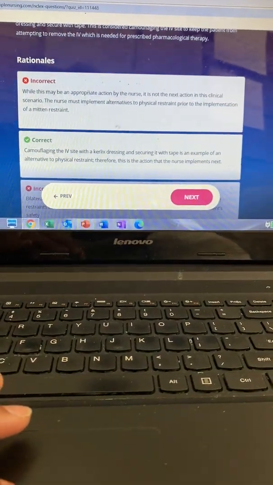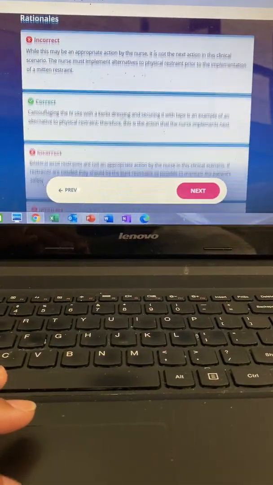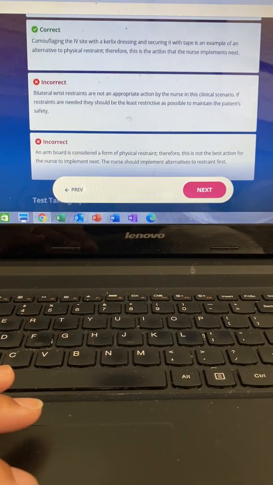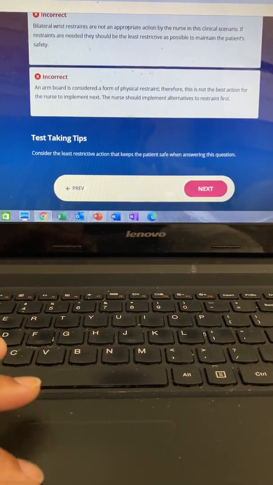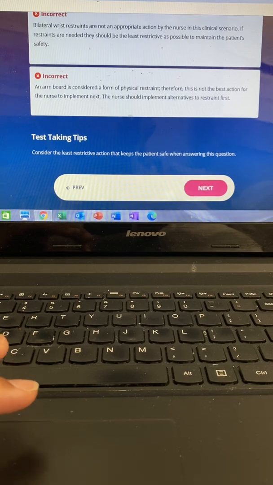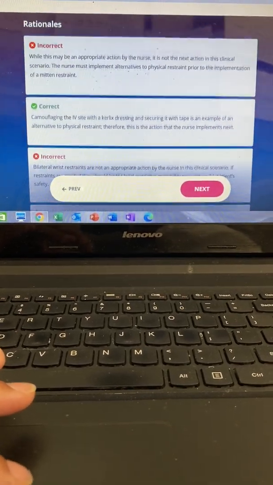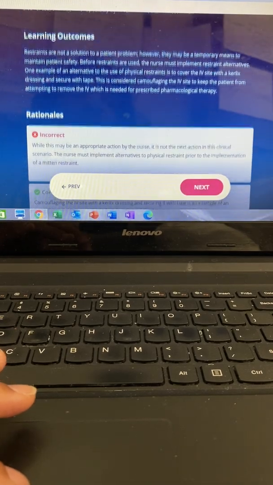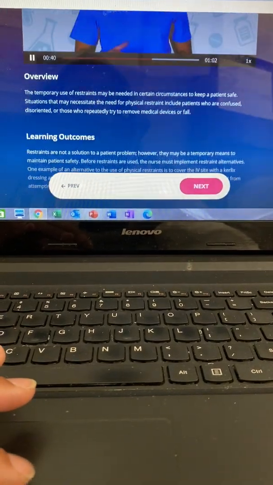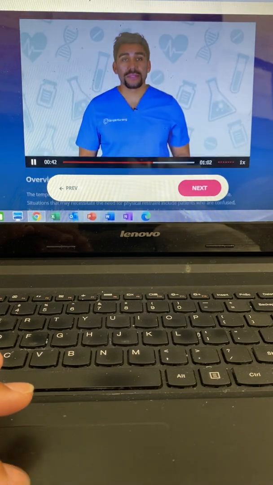So option number 1 is incorrect. Guys, we never restrain patients just to restrain them. Usually needs an order and it's very invasive. So option number 2 is the best option here, covering the site to prevent that patient from tearing that IV out. And option 3 and 4 are incorrect.